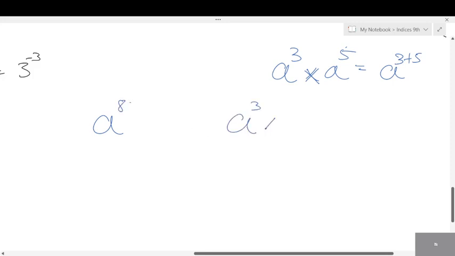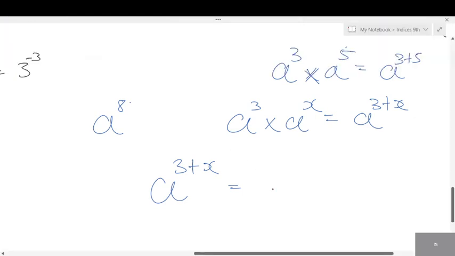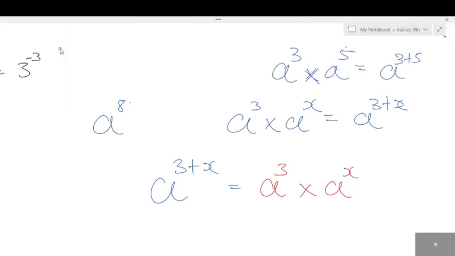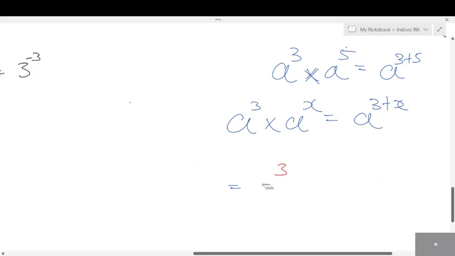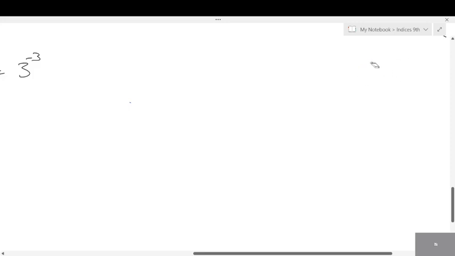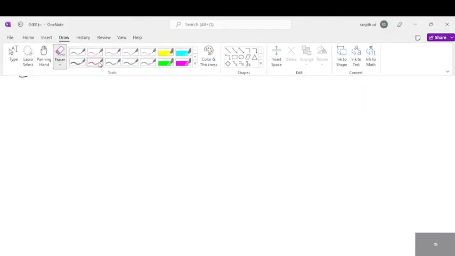A to the power of 3 multiplied by a to the power of x. Now tell me the answer. 3 plus x, right? What if I give a 3 plus x? Tell me, how do you split this, students? How do you split it? 4 into it, right? Like this, I'll give you few questions. Now just solve that. Because if you're weak in this, you won't be able to solve other questions.